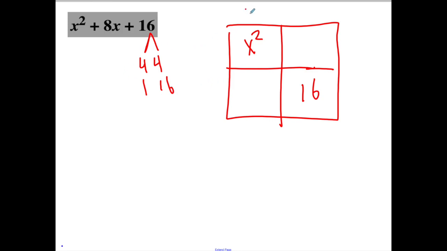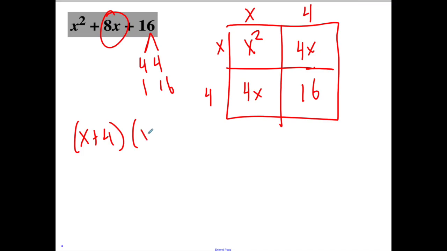So I'm interested. I actually want to try the 4 first, especially because there's an x and an x, so I don't have to worry about balancing the numbers like I had to do on the last one. So let's try 4 and 4 and see what happens. So this would be 4x and 4x. Perfect for 8x. So I have x plus 4, x plus 4, and the way we want to really write this is x plus 4 in parentheses squared.